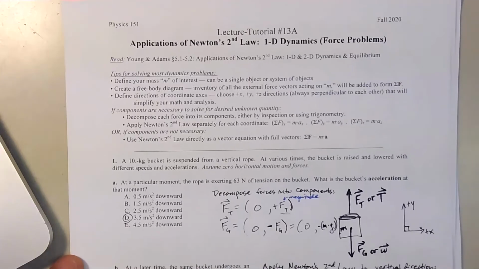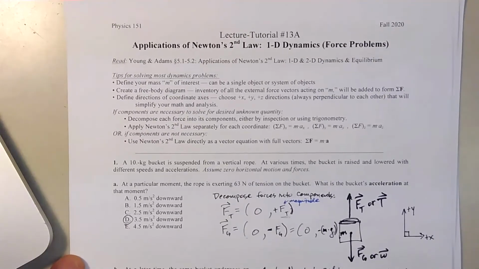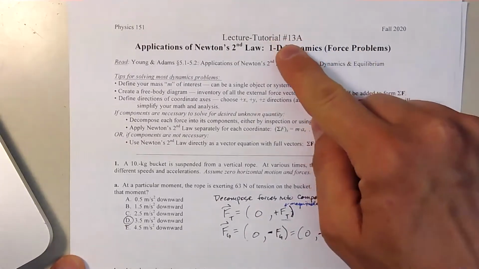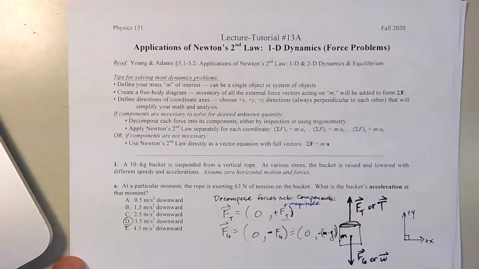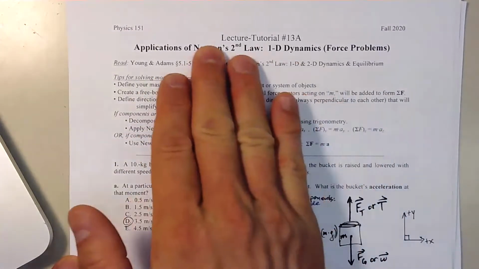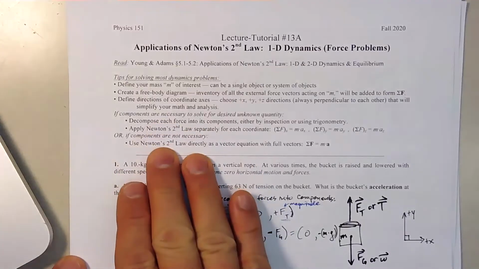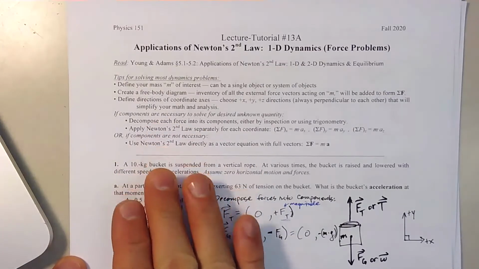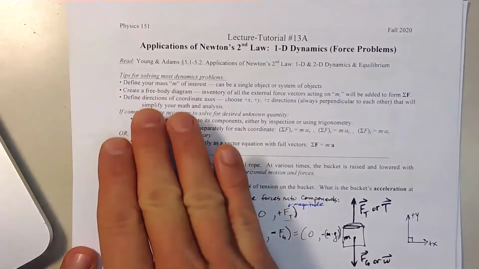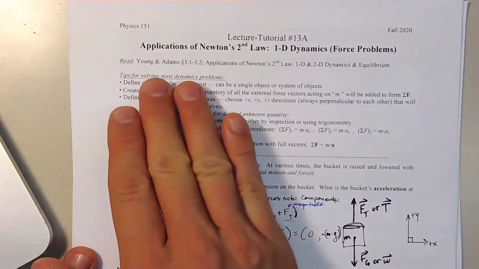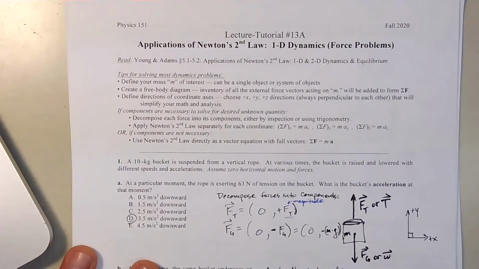So we have 3 more examples to cover now. One more example from tutorial 13A and then 2 from tutorial 13B. I just wanted to remind you at the start of the tutorial is this list of tips for solving dynamics problems. And you'll see that for all of the problems that are coming up, I'm going to be following this same sort of method right here over and over again.